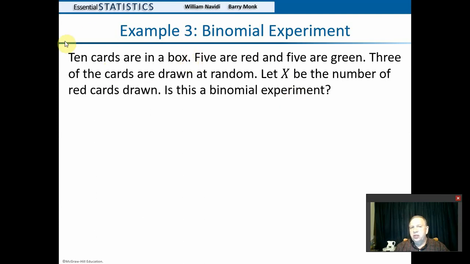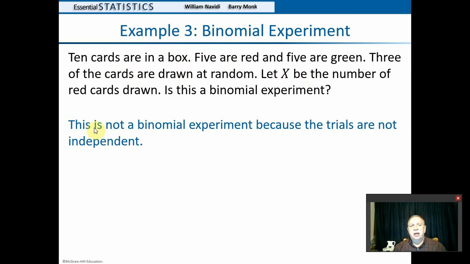So note that there are only 10 cards in a box. Each one of these cards that we pull changes the probabilities that the rest of them would be red, and it all depends on if we pulled an initial red or initial green. So that's not an independent experiment. They're dependent. This is not a binomial experiment because the trials are not independent.